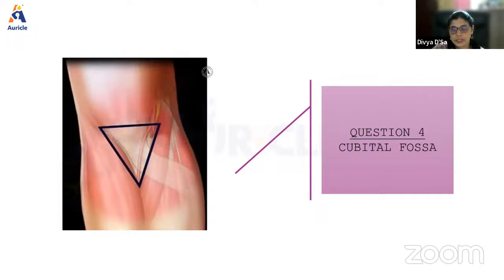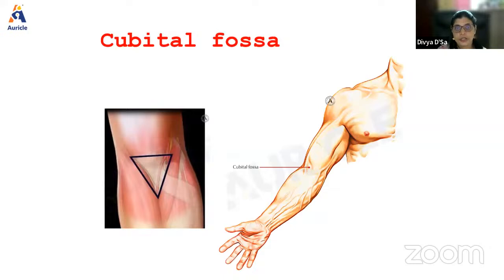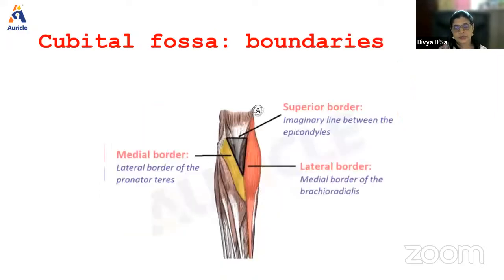Cubital fossa: you will explain it under location, boundaries, contents, and applied aspects. The location is a triangular fossa, or a triangular depression, in front of the elbow joint, anterior to the elbow joint. Clinically, this cubital fossa is very important because many nerves, arteries, and vessels are in relation there. So we'll see that. First, coming to the boundaries.